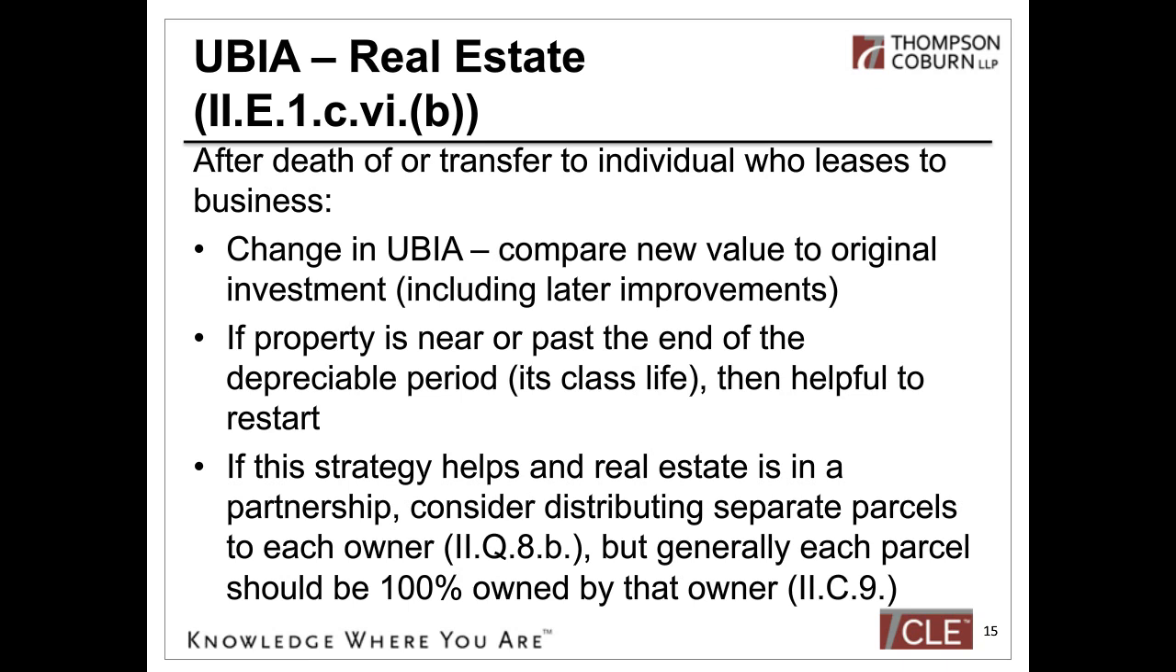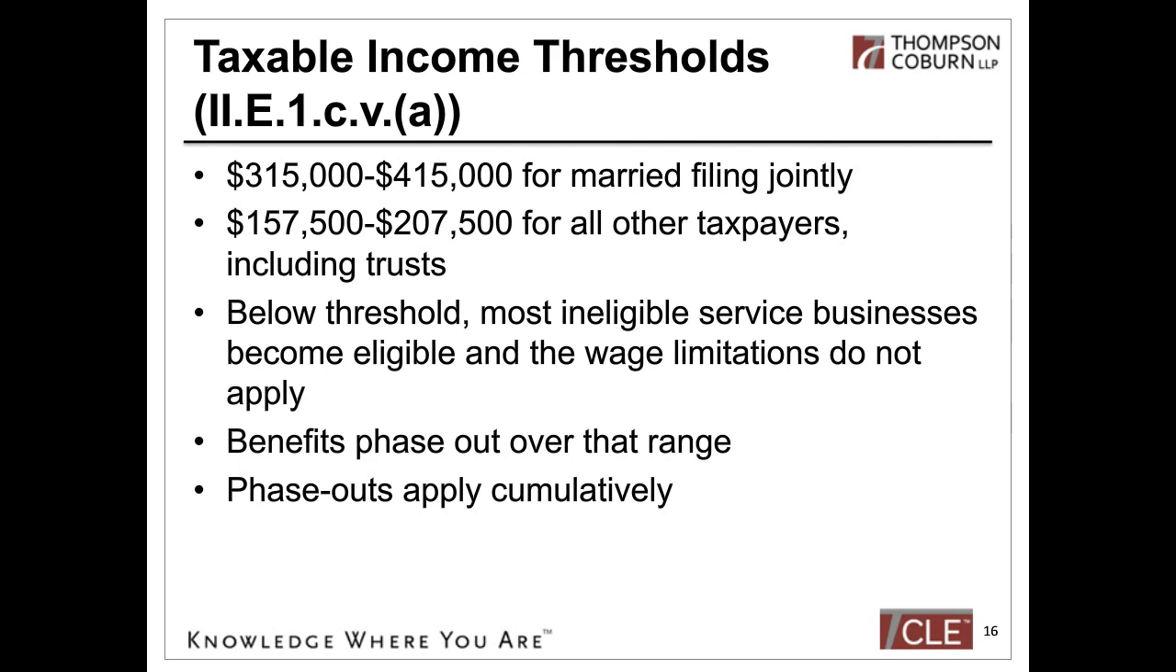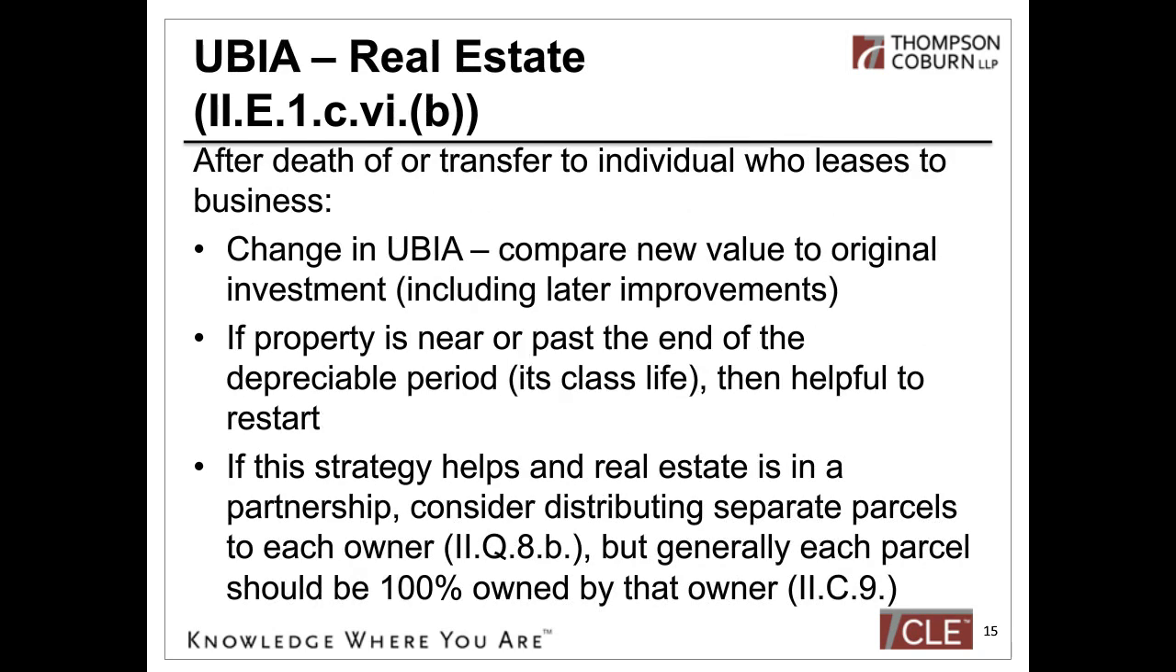Now, if the real estate is inside a partnership, you consider distributing separate parcels to each owner. Like, let's suppose that I were in a partnership with Sarah, and each of us owns half of the partnership, and I think that I'm not going to be long for this world, and we have two pieces of real estate. Let's suppose they're equal value. So on slide 15, we would distribute one parcel out to me, and one parcel out to Sarah. It needs to be 100% ownership by that person.